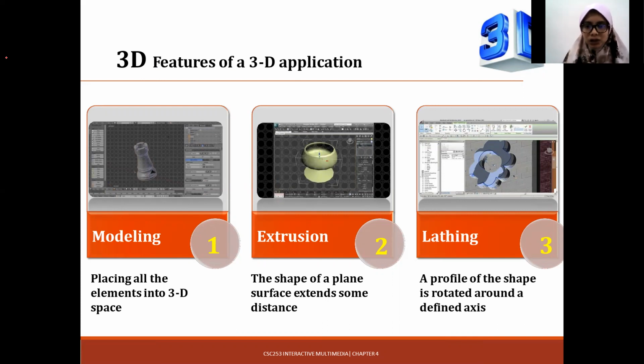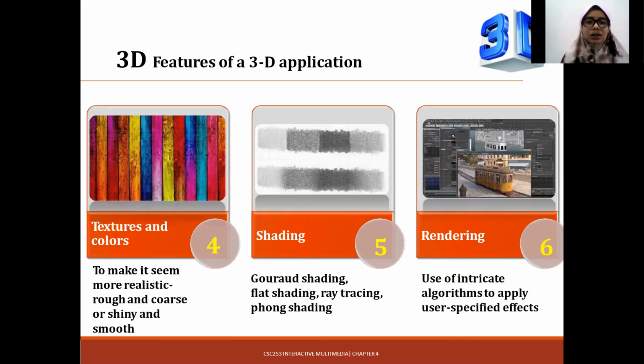And then number 3 is lathing. Lathing is when the profile of the shape is rotated around a defined axis. Do you want it toward Y, X, or Z? It is based on your preference. You want to rotate it. So, lathing.